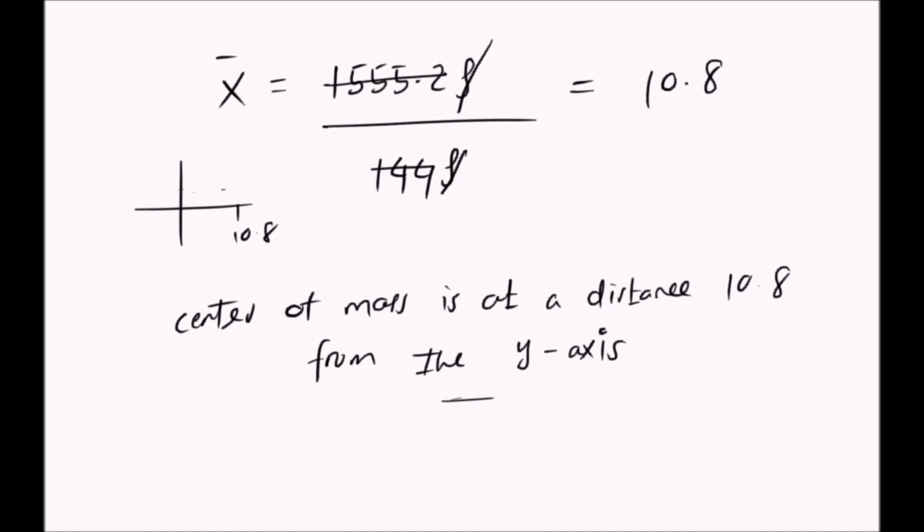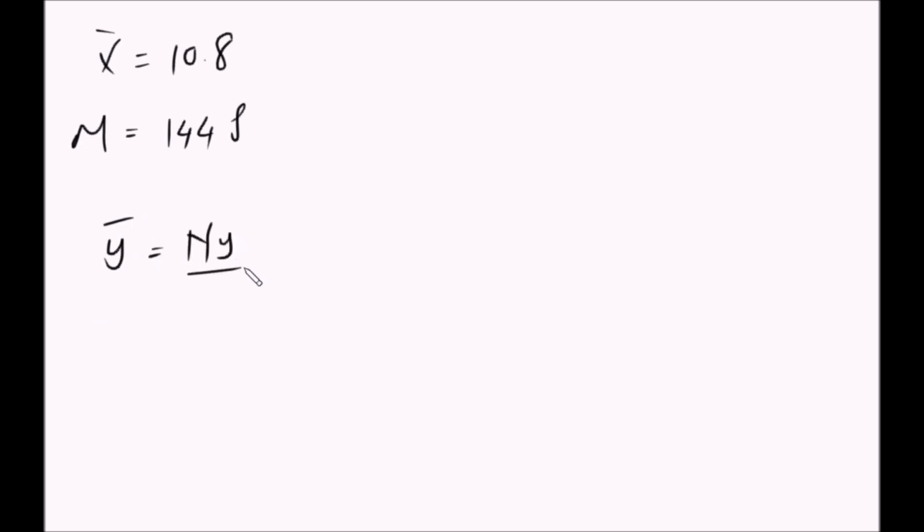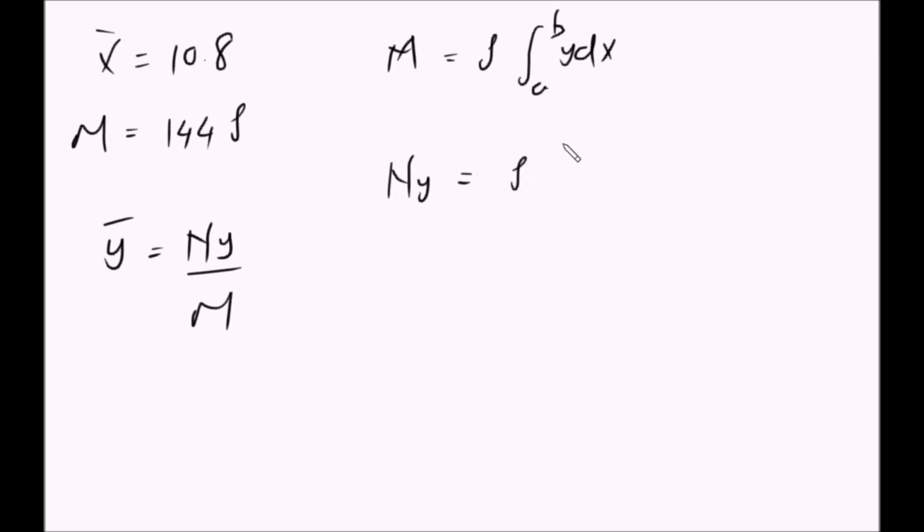And now tutafute sasa y coordinate of the center of mass. So hii x coordinate tushapata ni 10.8 na mass pia tulipata ni 144 times the density. So y coordinate tulisema itakuwa sasa na uchukue y moment over mass. Sasa mass tulisema ni density times area. So y moment kama kwa x moment unachukua hiyo mass.